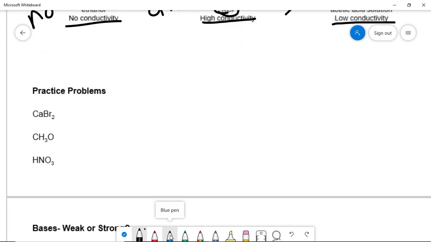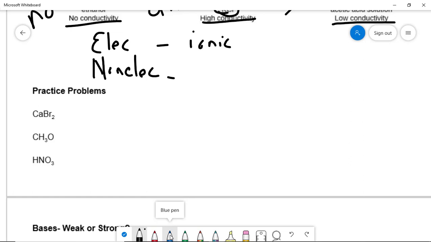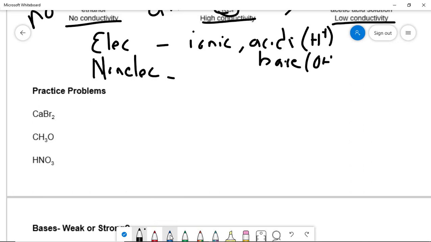So let's try to get these into electrolytes and non-electrolytes. Electrolytes will be ionic, acids, which remember start with an H, or bases. For now, our bases will end in OH. We'll talk more about that later. Non-electrolytes would be anything that is covalent. Now be careful here, because a lot of acids look like they are covalent, but they are not. Remember, acids all start with that H. So let's look at some practice problems.